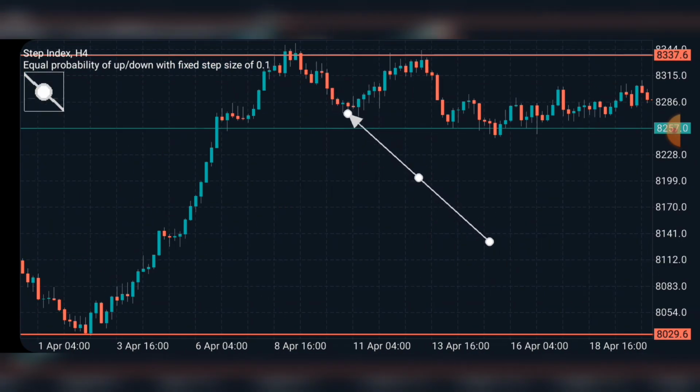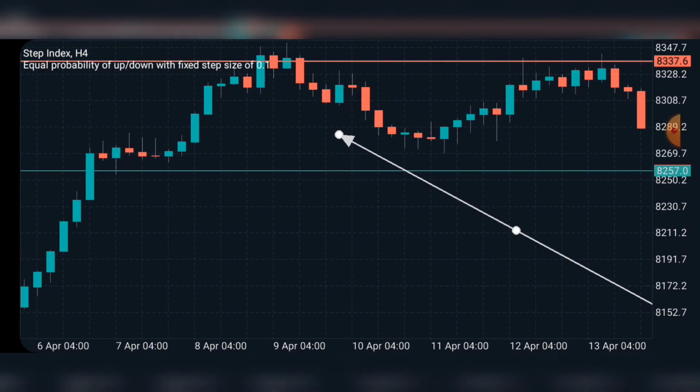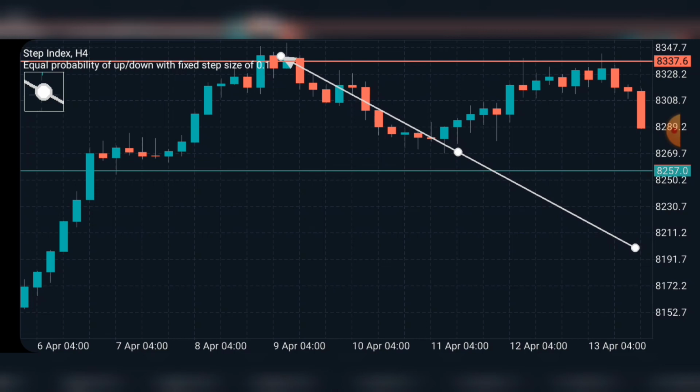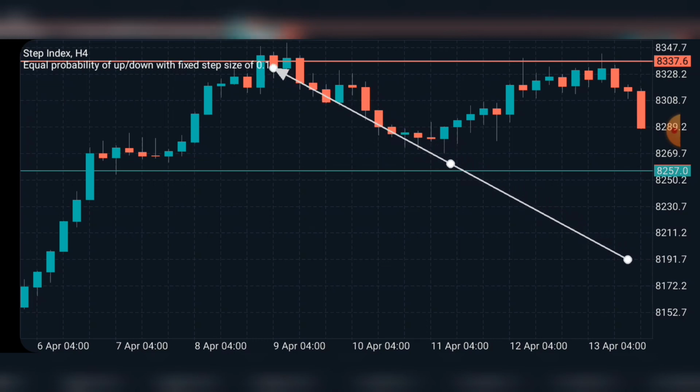Price comes down, it respects this order block, it comes back, it respects this zone, and then it breaks down. This would also be a range, right? So right here, from this order block coming all the way down to this order block would be a range. And this is another way you can look at ranges.